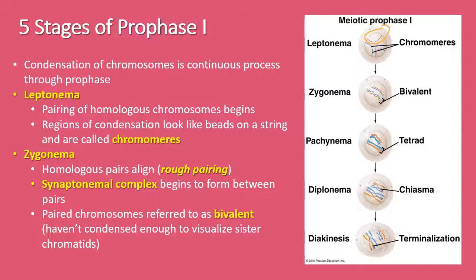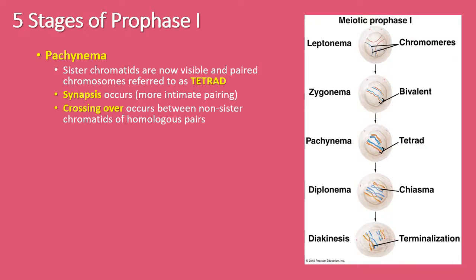And so this is called a bivalent. And something called the synaptonemal complex begins to form between the pairs, and it's going to hold the 2 pairs together. Now, like I said, we don't see the sister chromatids yet, but in pachynema is when the chromosomes are condensed down far enough where you can actually see the sister chromatids. And so now the 2 homologous chromosomes lined up together are referred to as a tetrad. The synapsis is now occurring between the 2 homologs.